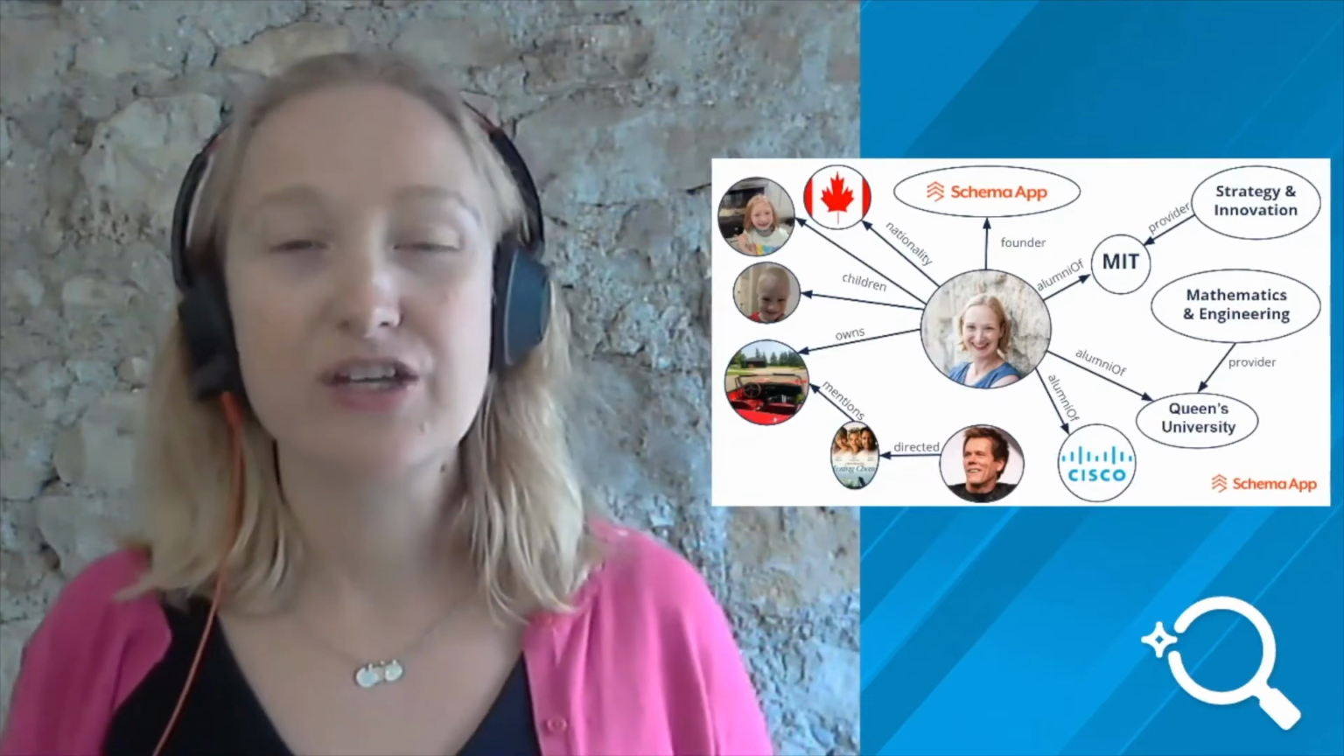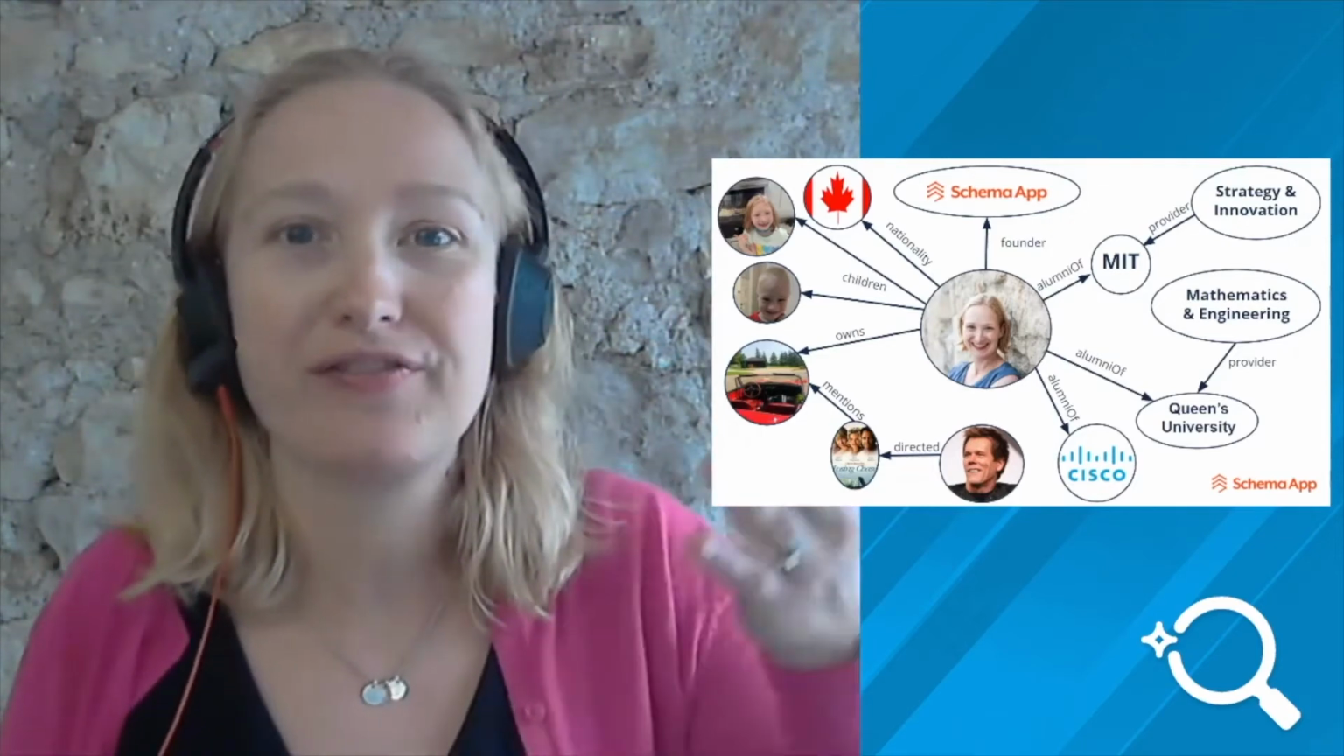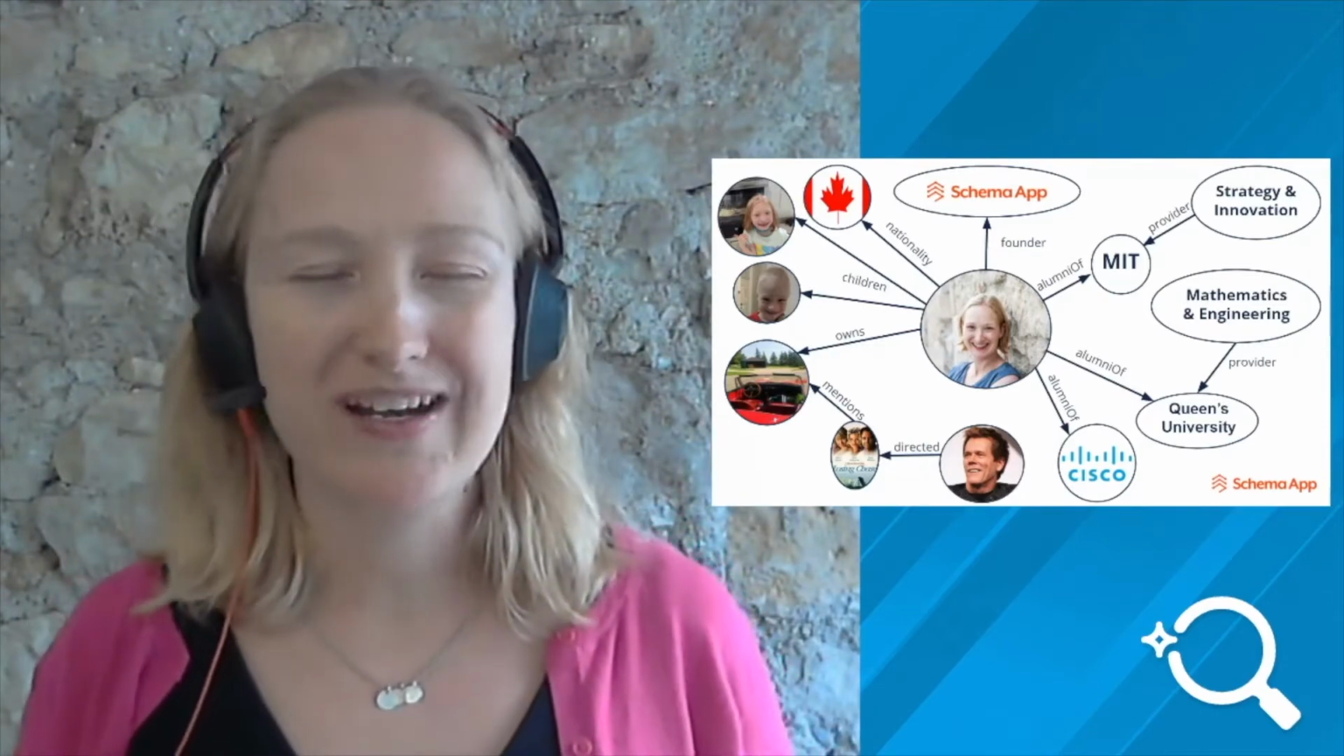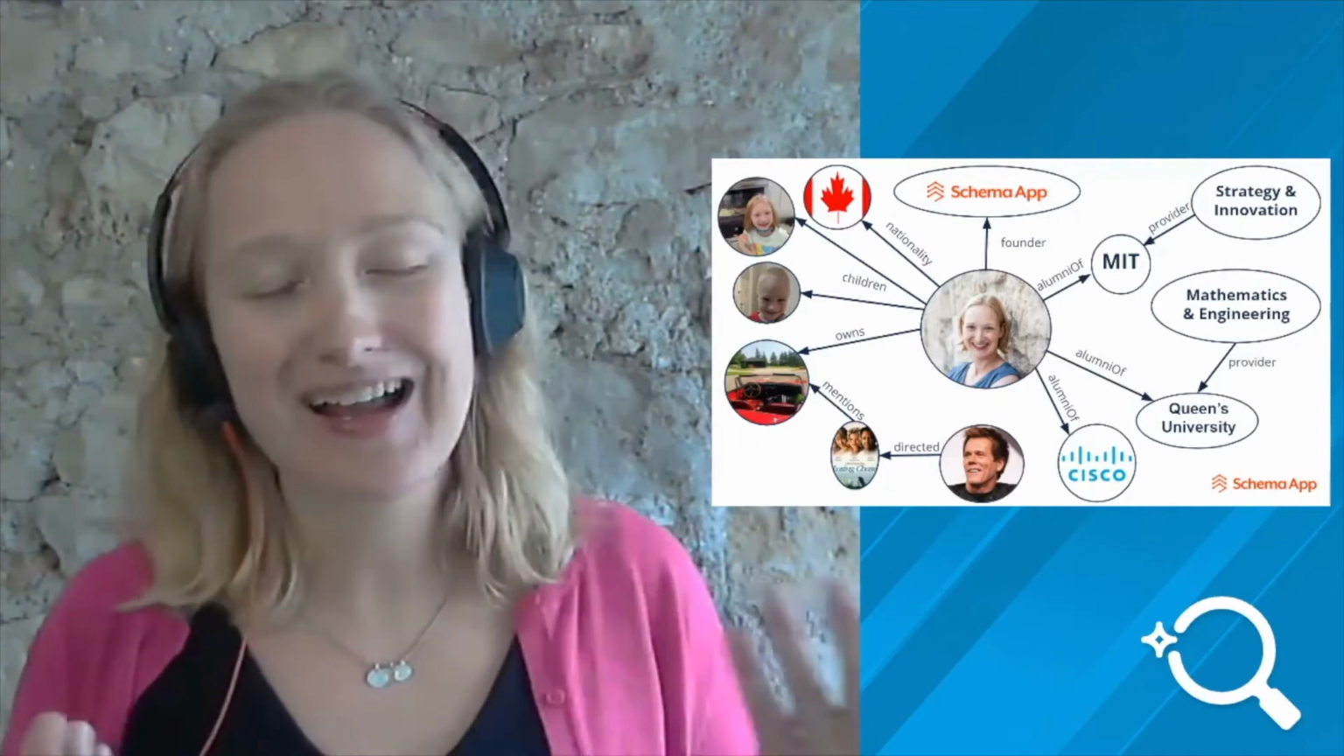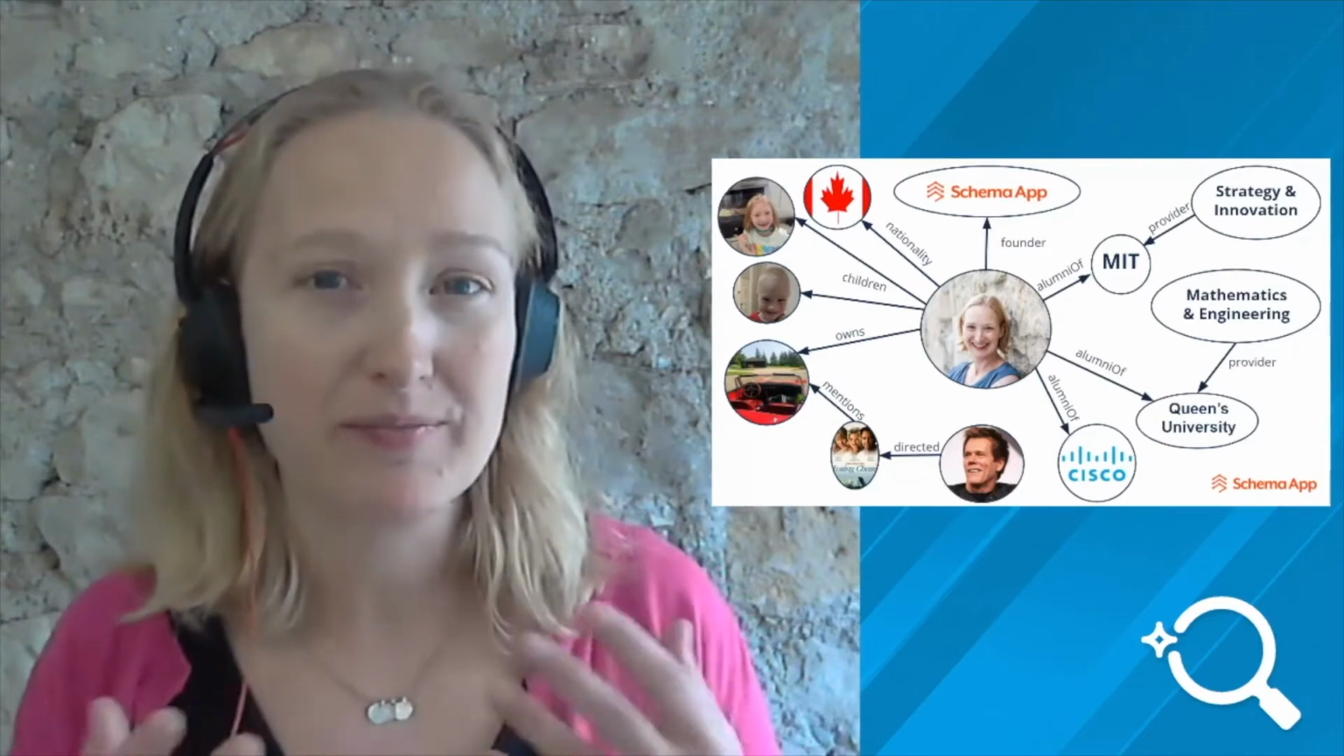Or if you wonder why I say the word "eh" all the time or spell things with a U, you can look at my knowledge graph and understand that that's because I'm Canadian. You may also then be like, why does Martha love nerding out on structured data? And you can see that I come by it honestly because I have an engineering degree and I also studied strategy and innovation at MIT. So this knowledge graph helps answer questions about how I'm connected to other things in the world.